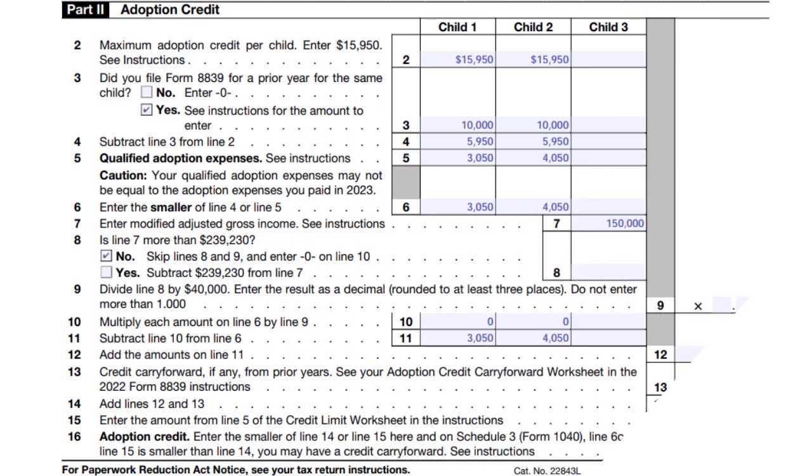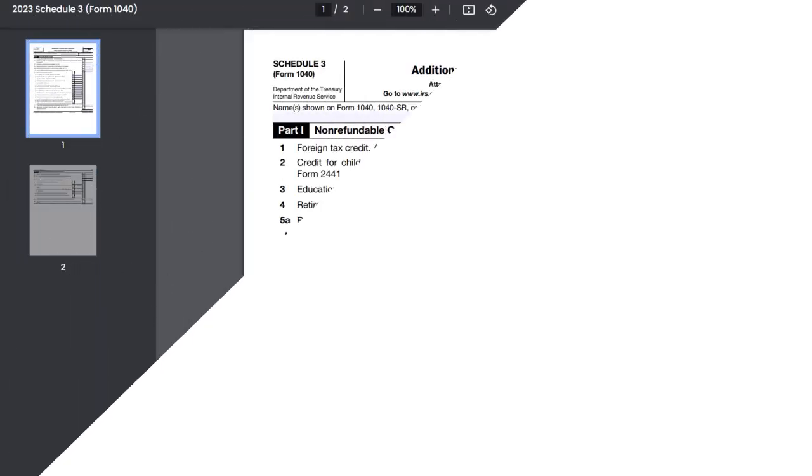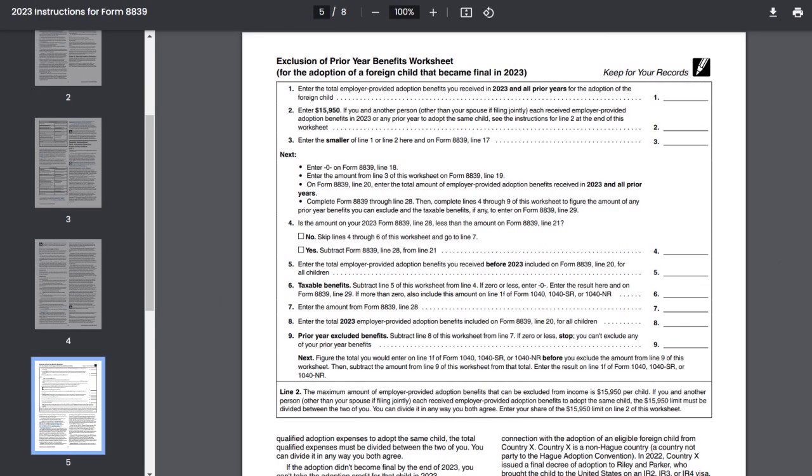And when you follow the math that the IRS is telling you on this form, line 12 amounts to 7,100, and it's the same amount that you have on line 14, and line 15 amounts to 5,000, and basically the adoption credit here is 5,000, depending on your situation. Here I'm showing you additional credits and payments for this year on Schedule 3, Form 1040, which you will need to transpose data on anyway. And then I'm showing you the exclusion of prior year benefits worksheet, which is something you will also need for your Form 8839.